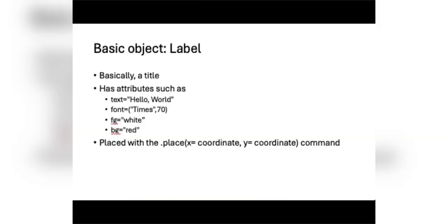Now, let's move on to our first basic object, the label. It's basically used as a title for other objects. It has attributes such as text, or what the label says, font, which is the font the label's text is in, and what size that font happens to be, foreground, which controls the text color, and background, which controls the invisible box around the text color. We can place our label on the window by using the dot place command and coordinates.